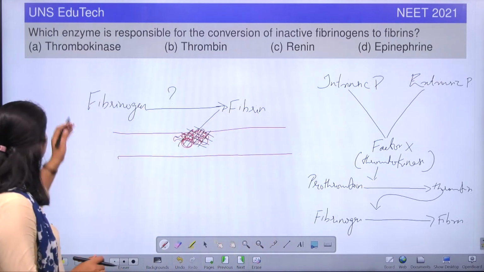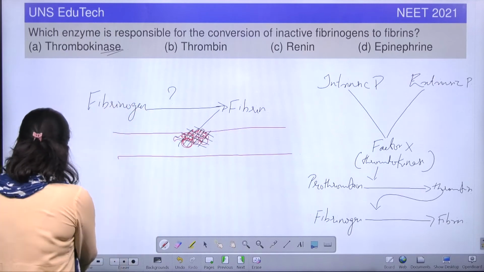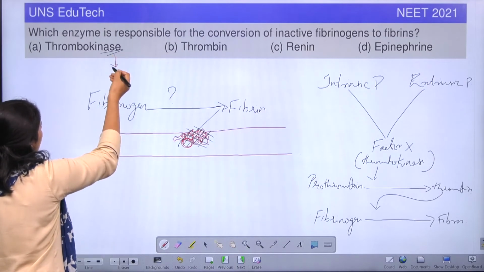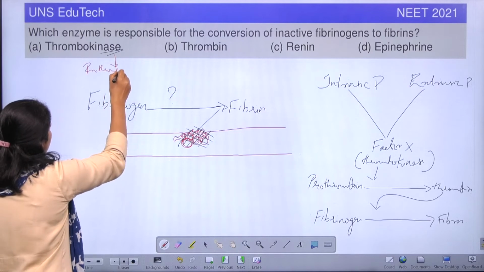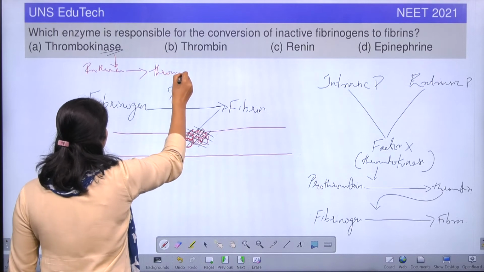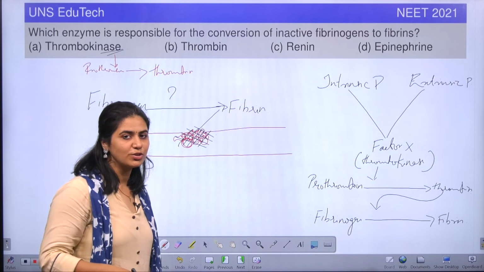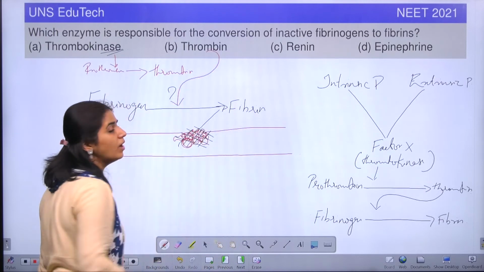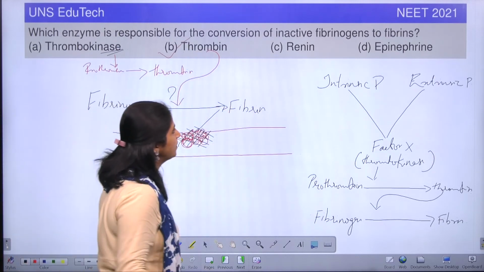Here the options are thrombokinase. We know thrombokinase, right? But what does thrombokinase do here? The function of thrombokinase is to convert prothrombin into thrombin, right? And thrombin, what's the function of thrombin? We know that the function of thrombin is to convert the inactive form fibrinogen into fibrin. We got the answer, right? Thrombin. What are the other two options they have here?